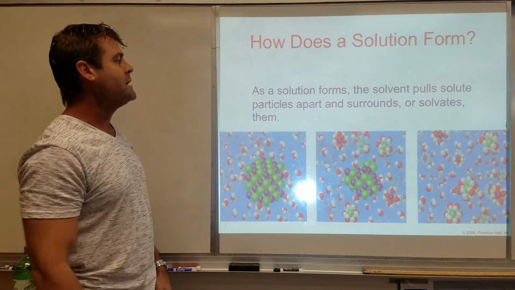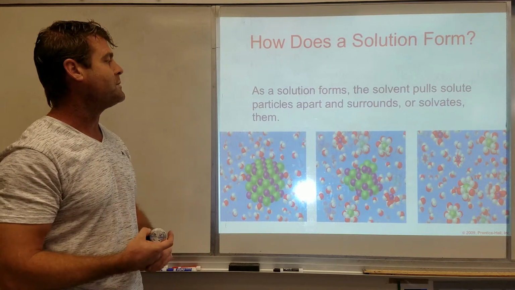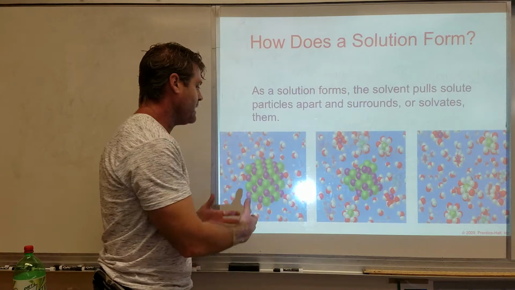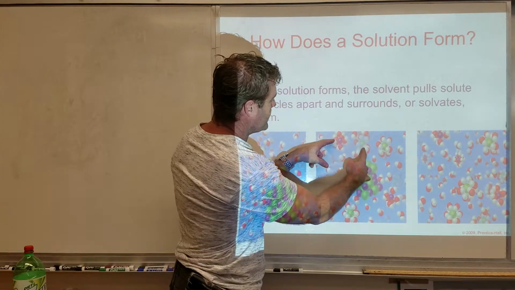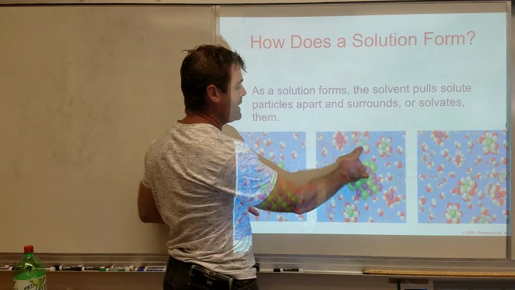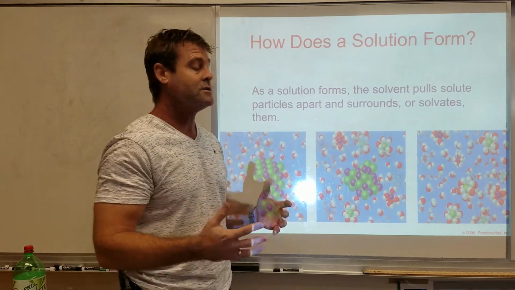As a solution forms, the solvent pulls solute particles apart and surrounds or solvates them. So here we're showing the ionic compound dissolving, and you can see the ions separate. That's why it appears as though when you put salt in water, it disappears, because you can't see individual ions.